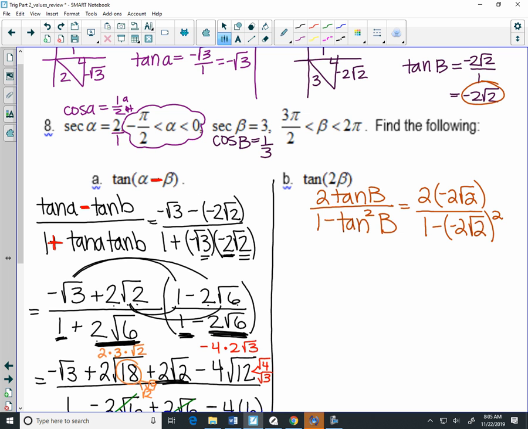Again, just like with the last problem, this one is much shorter, but there's a lot of detail work to do. So work carefully. We're multiplying 2 times negative 2 to get negative 4, and the radical 2 stays with it. On the bottom, we have 1 minus. Square the negative, it becomes positive. Square the 2, it becomes 4. Square the square root of 2, and that becomes 2. And you have no radicals here, which is lovely. Especially after all that radical work we did on the last problem. That's 8. 1 minus 8 is negative 7. Negative divided by a negative is positive.